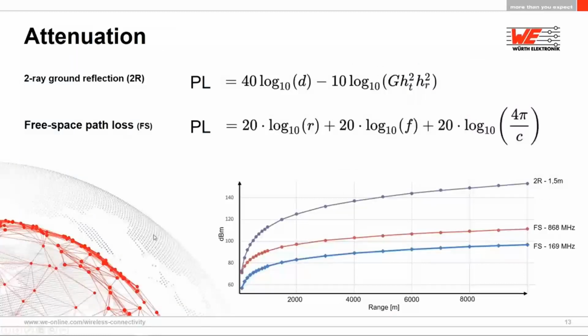I tried to put together these two main formulas which we use very often to calculate an estimated range. Now the two-ray ground reflection model or formula is reliant on the height of the transmitter and the height of the receiver. I won't go into detail of the actual formula.